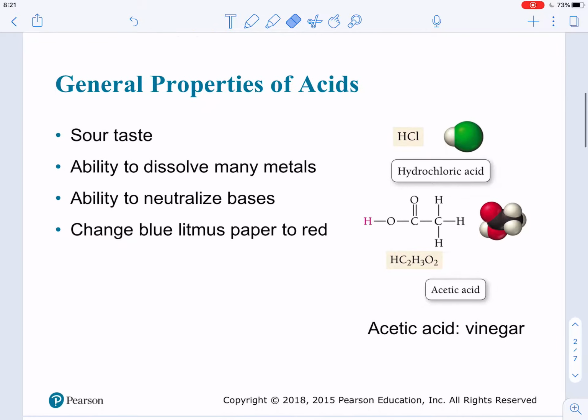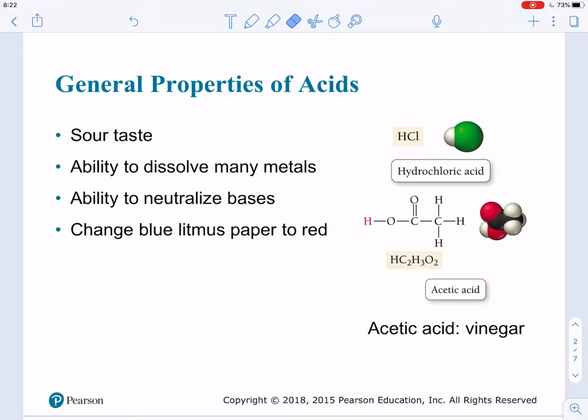So when we refer to acids, we refer to materials that have a sour taste and have the ability of dissolving metals. Dissolving metals is not a simple dissolution process like dissolving sugar in water or dissolving salt in water. In this case, that dissolution process comes from a reaction that occurs between the acid and the metal. So the metal dissolves in that solution because the acid is reacting with that metal.